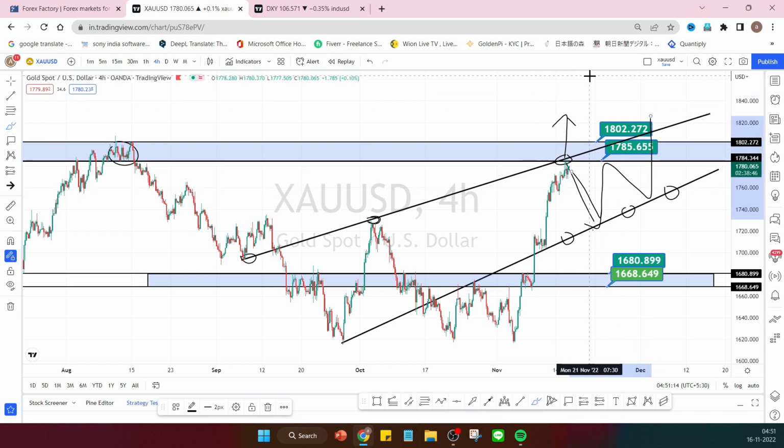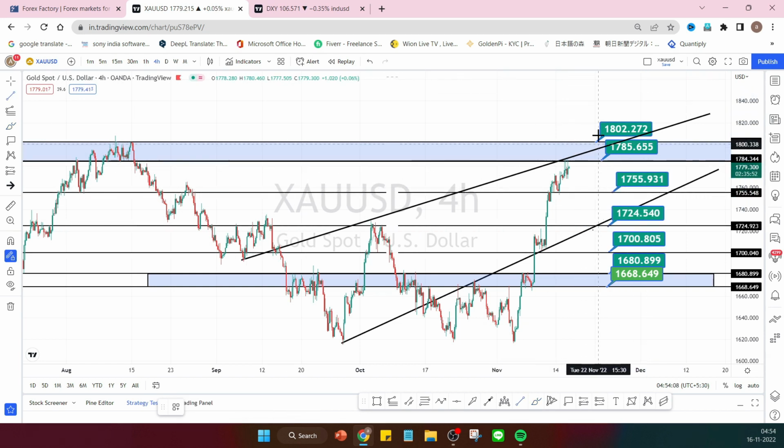Let us mark the support and resistance level. So the values within this green color boxes are the resistance and support levels for current price action in 4 hours time frame. And currently the price action is finding resistance around the resistance level of 1785, and if the price action breaks this resistance level, next level of resistance is going to be around 1800.